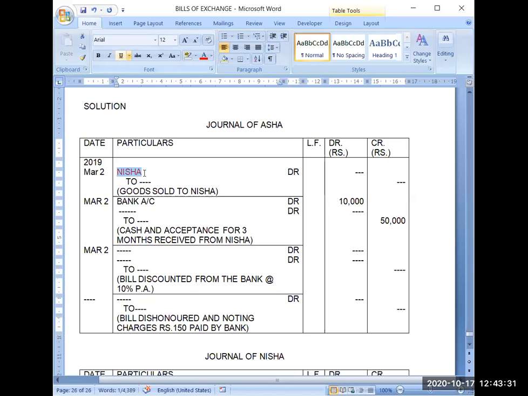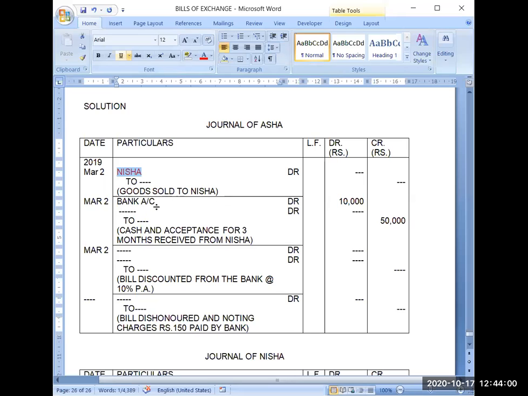Nisha debit, amount we will focus later on. To, here I will be writing sales account. So goods sold to Nisha, the journal entry will be Nisha debit to sales account. Now I want to calculate its amount, but even in the narration the amount is not given. So how will I be reaching the amount? I will not be able to reach the amount right now.